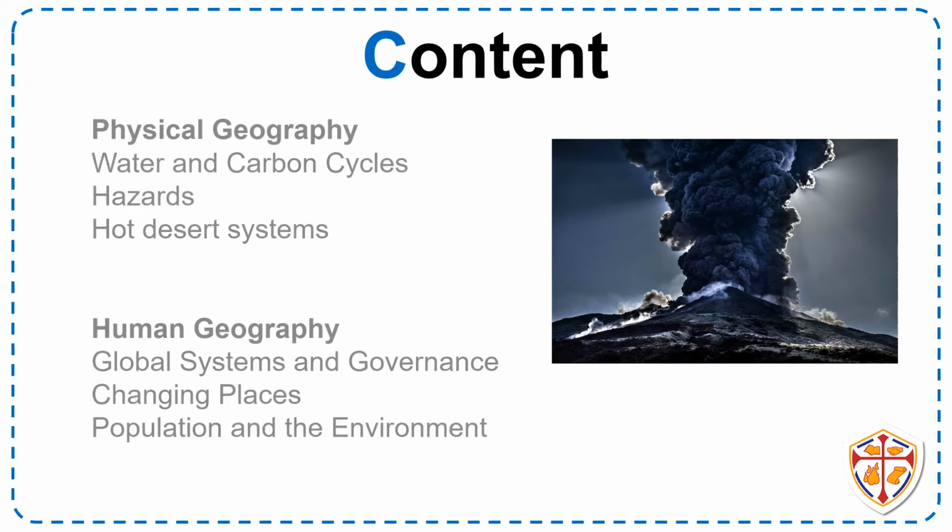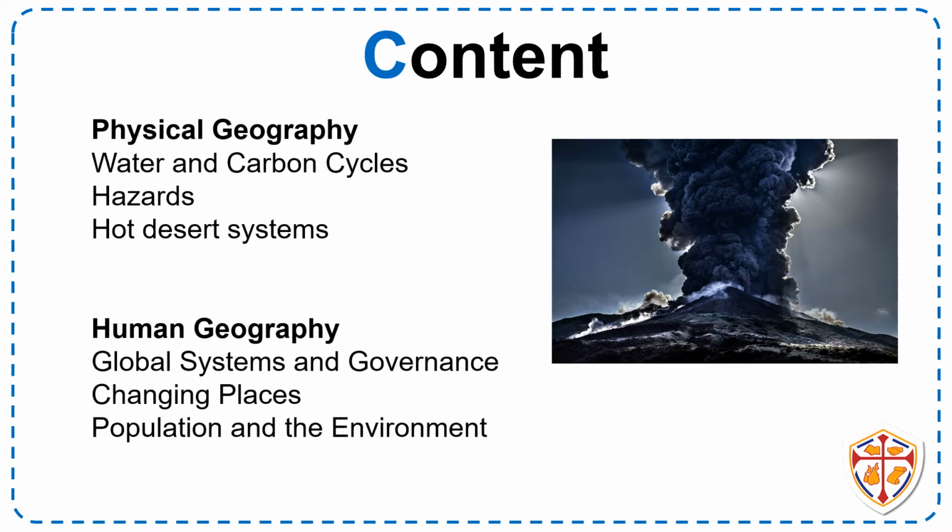The human geography components are comprised of global systems and governance, so looking at organisations such as the United Nations and how they try to combat issues such as climate change. Changing places, which looks at how different areas around the world, so for example places like Dagenham, have changed over time. And then finally we also look at population and the environment. Looking at issues such as how many people can live on the planet and what will happen to the resources, especially those non-renewables, over time.